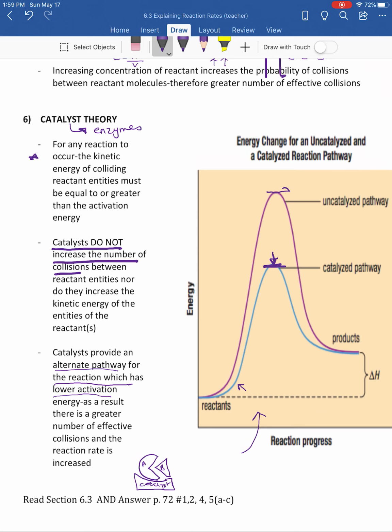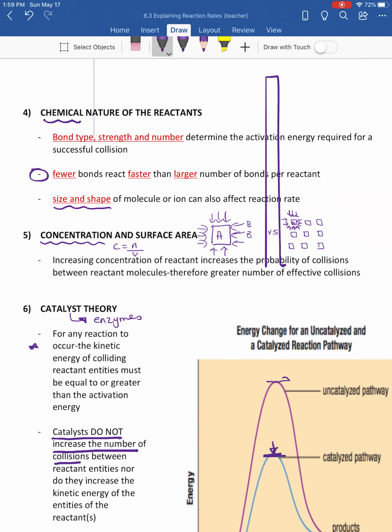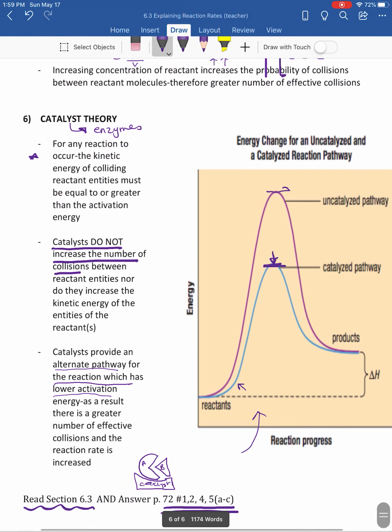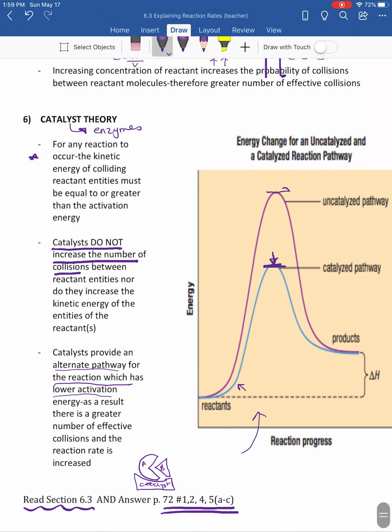Now, those are the factors that affect chemical reactions and the rates of those reactions. I still want you to read section 6.3. I'd like you to answer the questions found on page 72. And I will talk to you fairly soon because there is another lesson, 6.6.